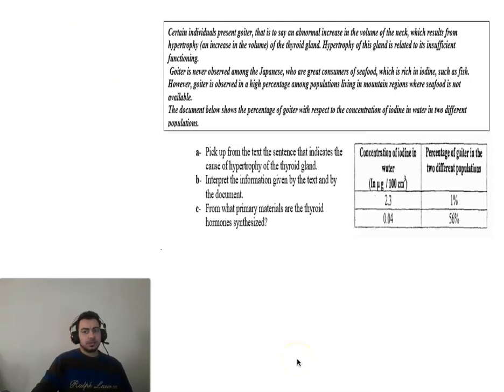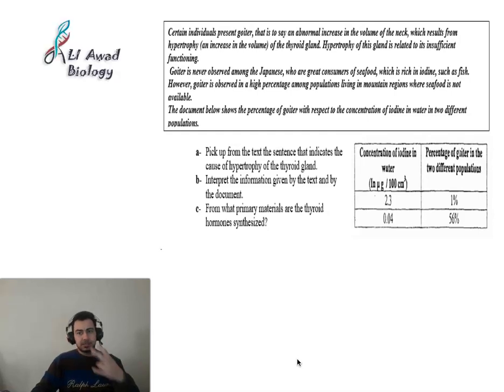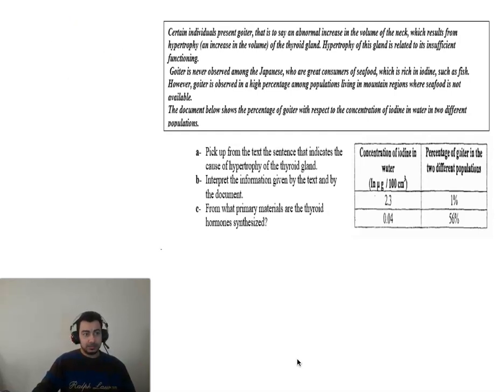Today I'm going to solve some exercises about the endocrine system for grade 10 students. Okay, I'm going to solve two exercises about the thyroid gland.